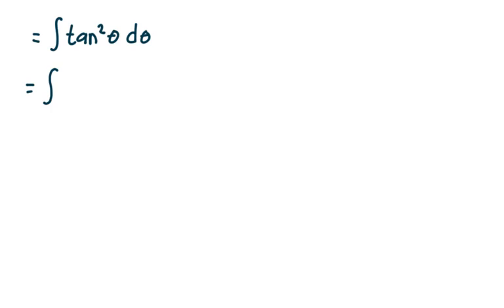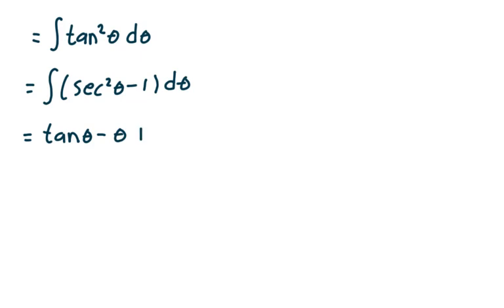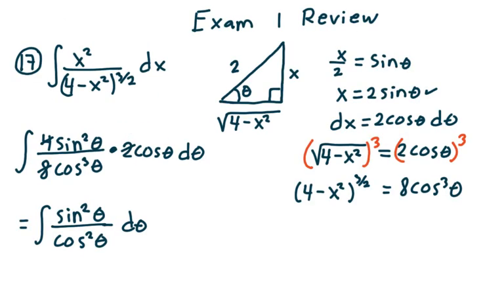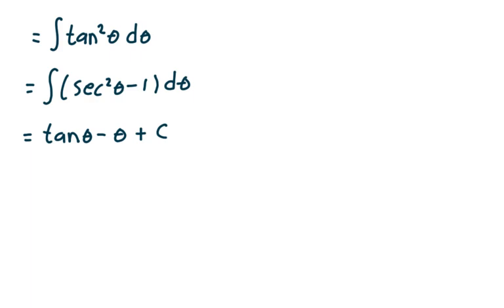But this is the integral of secant squared theta minus 1 d theta. And so this is tangent theta minus theta plus c. But let's go back to our triangle. Now, tangent theta is opposite over adjacent. So that's x over the square root of 4 minus x squared.